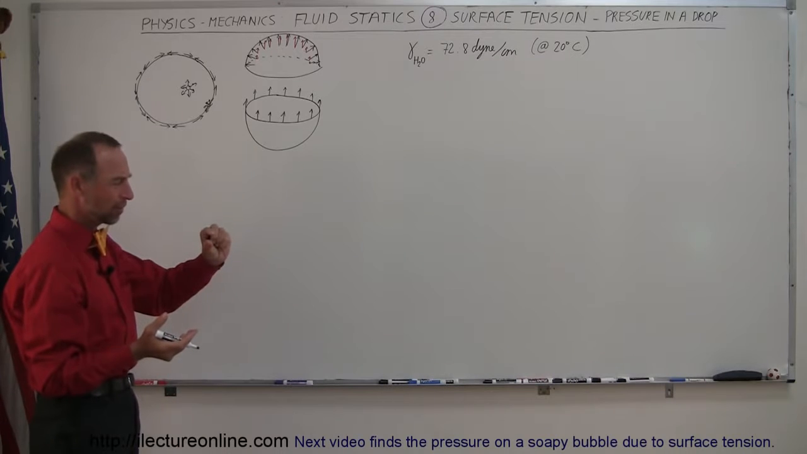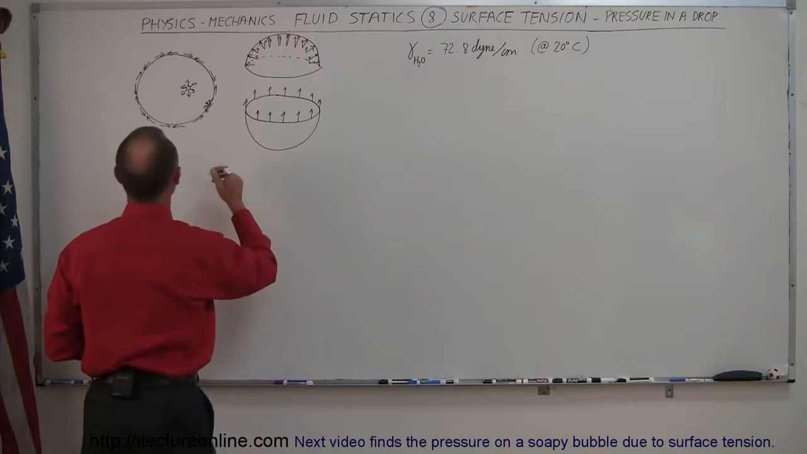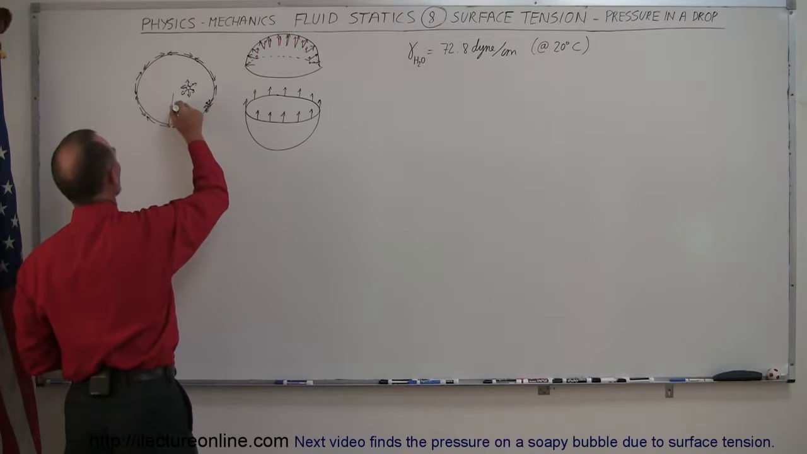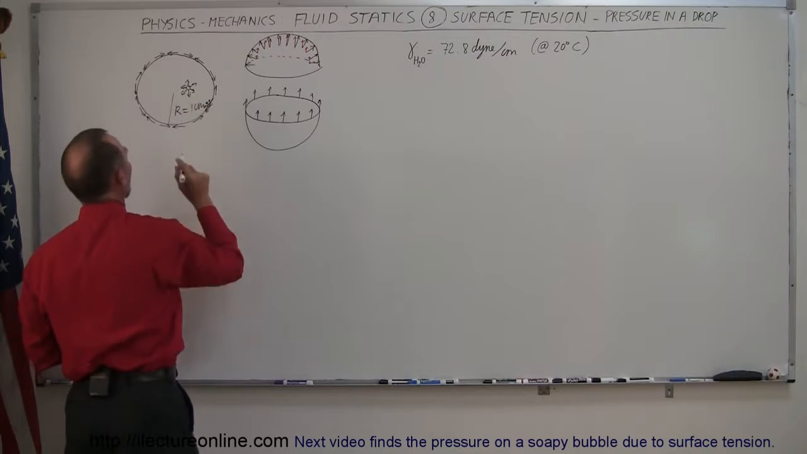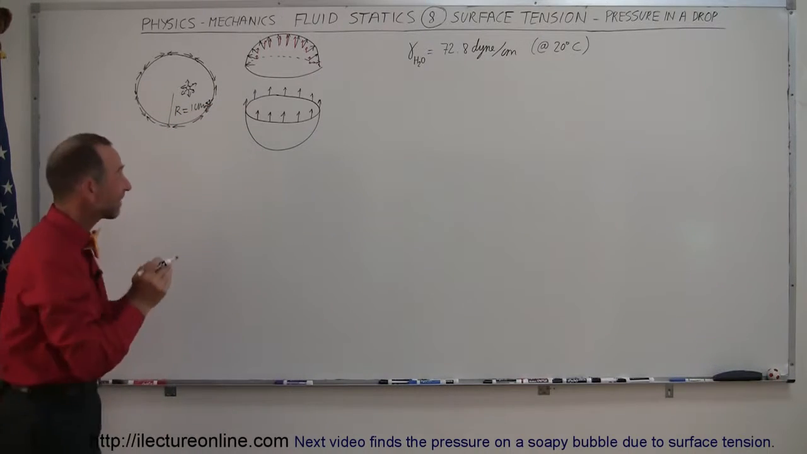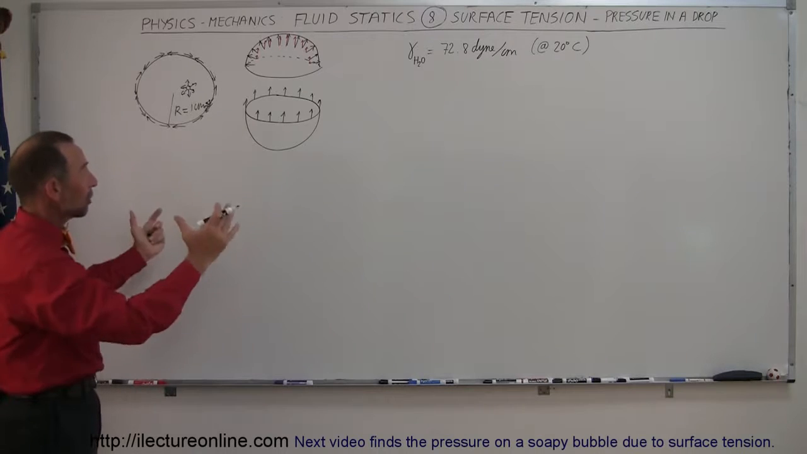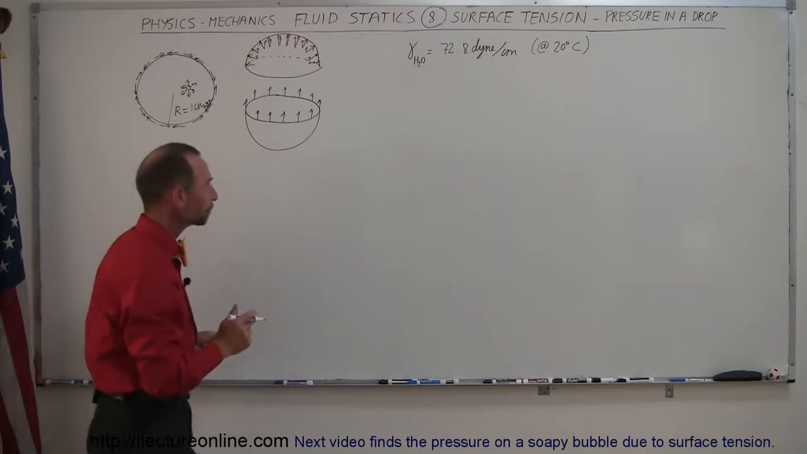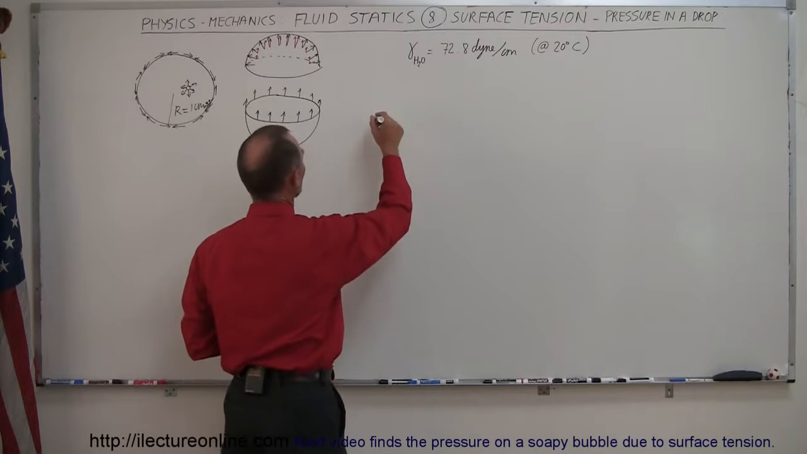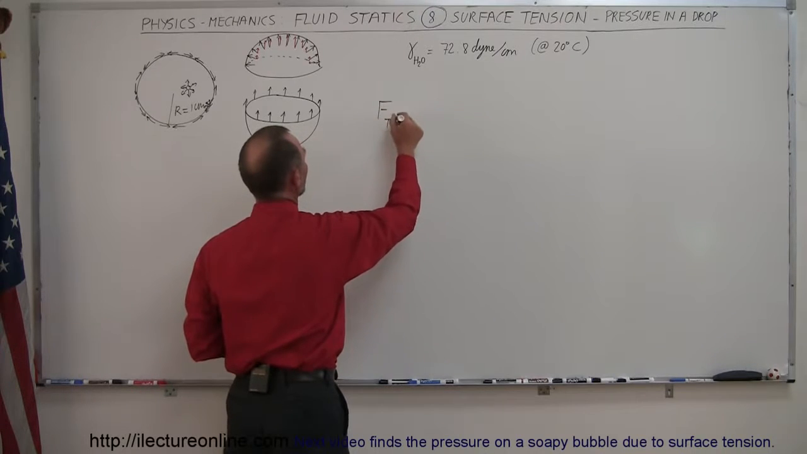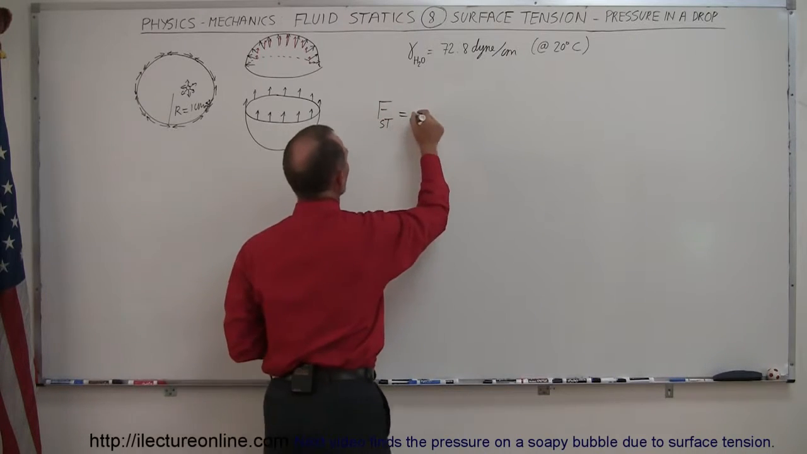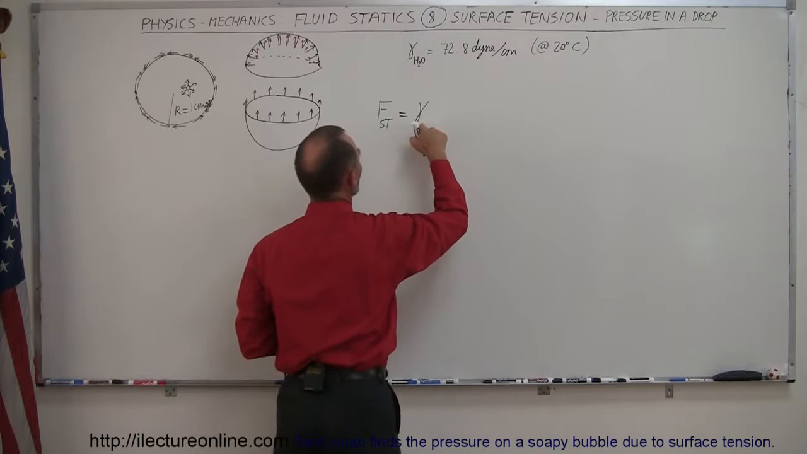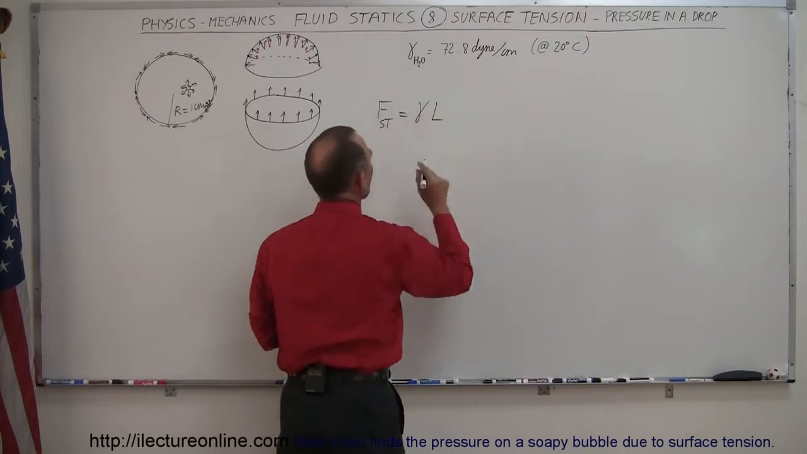That's a pretty big water drop, isn't it? Now, just for the sake of argument, let's say that we start out with the radius equal to 1 centimeter. What would be the increased pressure inside the water drop as compared to outside the water drop? All right. So again, the force due to the surface tension is equal to the coefficient of surface tension times the length along which this acts.